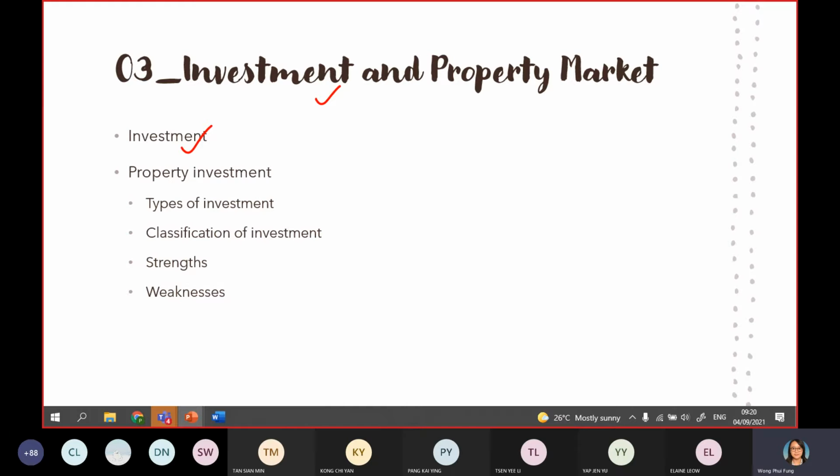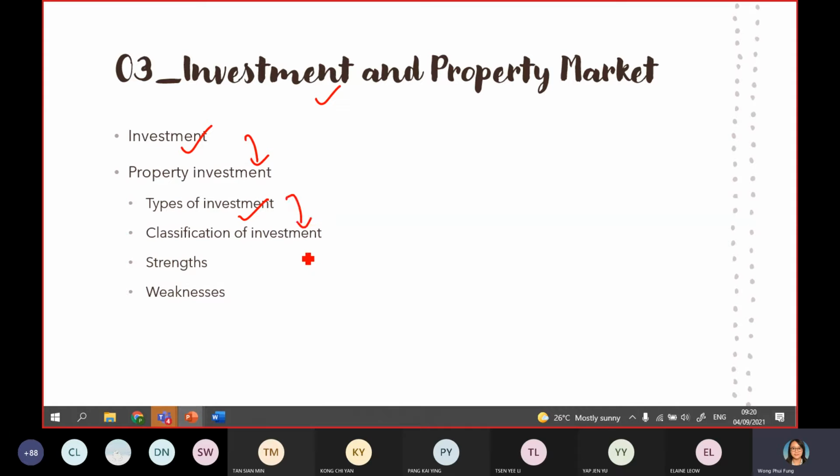In this chapter, we also learn to compare a few investments, like I mentioned just now, comparing their risk, their return, their initial capital, and other characteristics. Then after that, we zoom into property investment. We have a few types of investment. You can invest as an owner, as an investor, or as a developer. So you can see there are a few ways that you can put yourself into property investment.